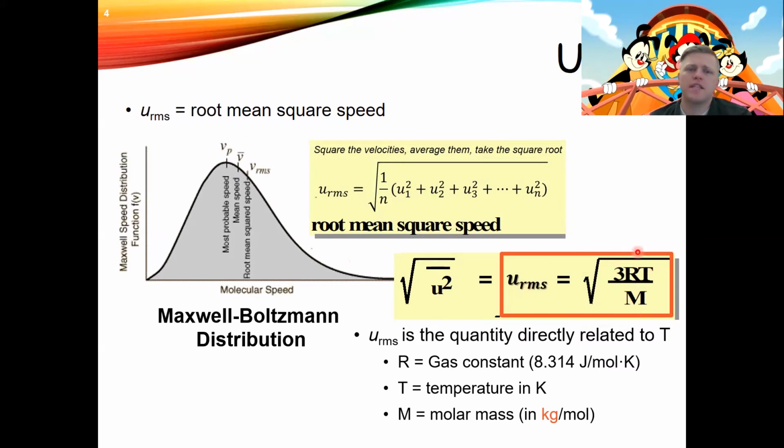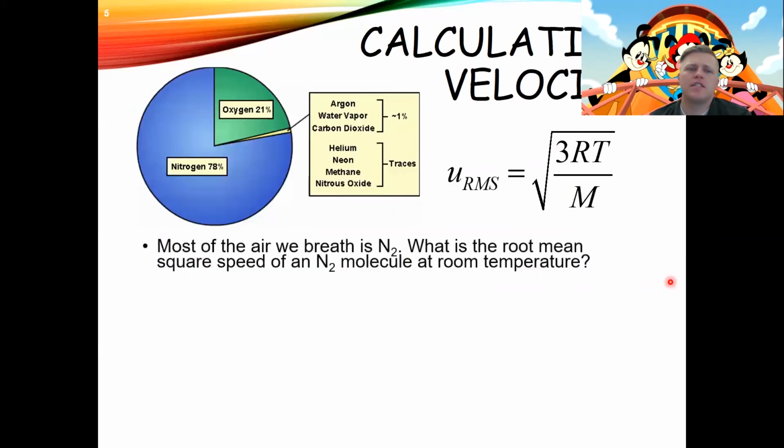Let's practice with this equation real fast. Let's go ahead and calculate the speed of N2 molecules at room temperature. So this is just the nitrogen in the gas or in the atmosphere around us. So the vast majority of the atmosphere is made out of nitrogen. So this is an important molecule, but let's go ahead and calculate its RMS speed.